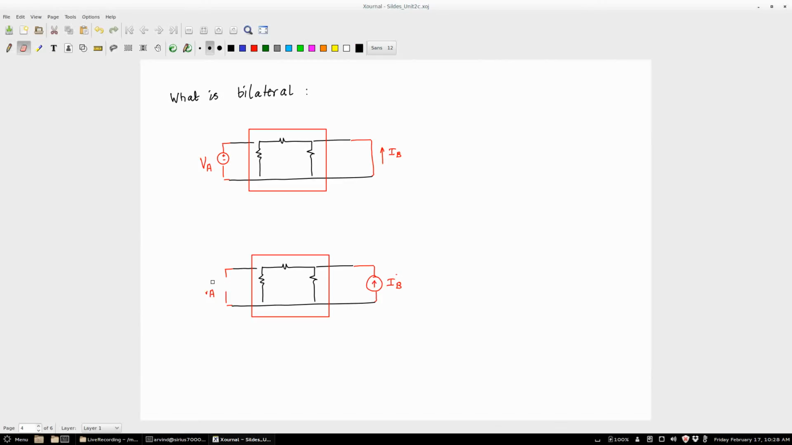Okay. Now if you take the same system, if I take the same system and if I replace this with a current source whose value is ideally IB, and I measure the voltage here, this voltage will be VA. What are these things called? What did we discuss this in the context of reciprocity? Right? So for reciprocity you needed the system to be bilateral.